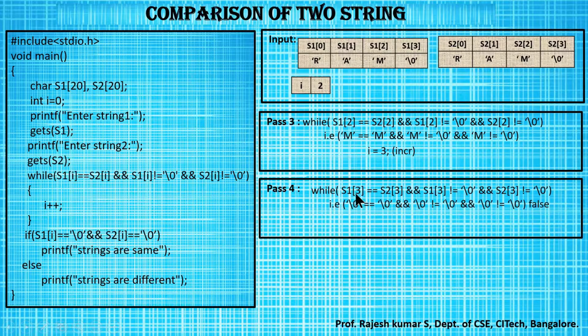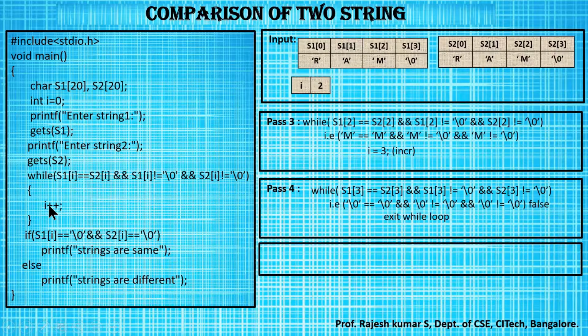When I value becomes 3, you can check here what happens. S1 of 3 is null value. Yes. Double equals S2 of 3 is also null value. Yes, the condition is true. And S1 of 3 not equal to null. Here the condition becomes false because it is equal to null. If any one of the conditions becomes false, the entire condition becomes false. Once it becomes false, what happens? We'll come out of the while loop.